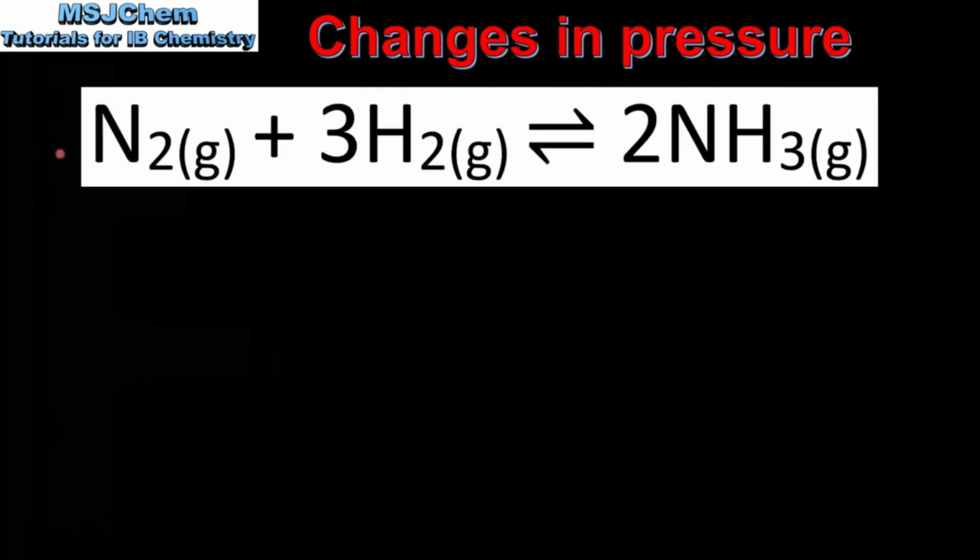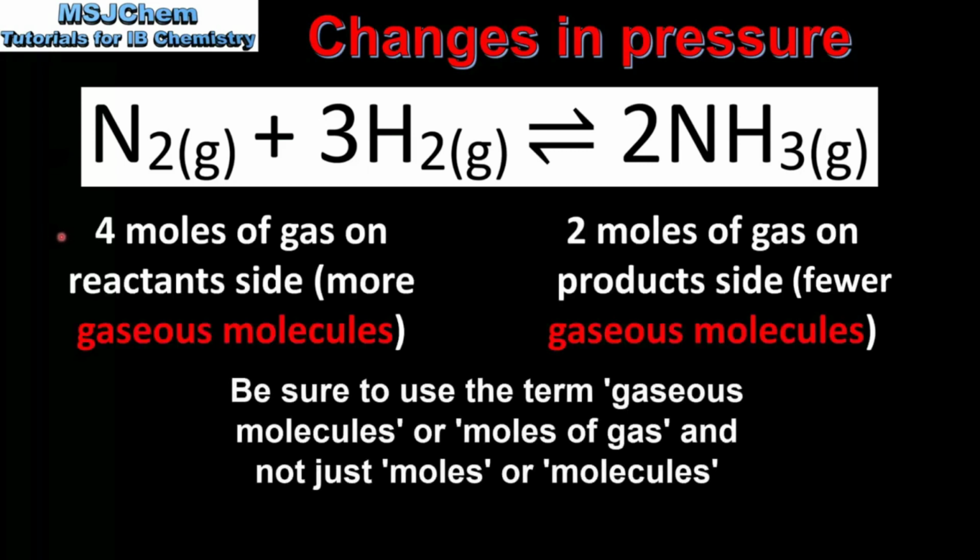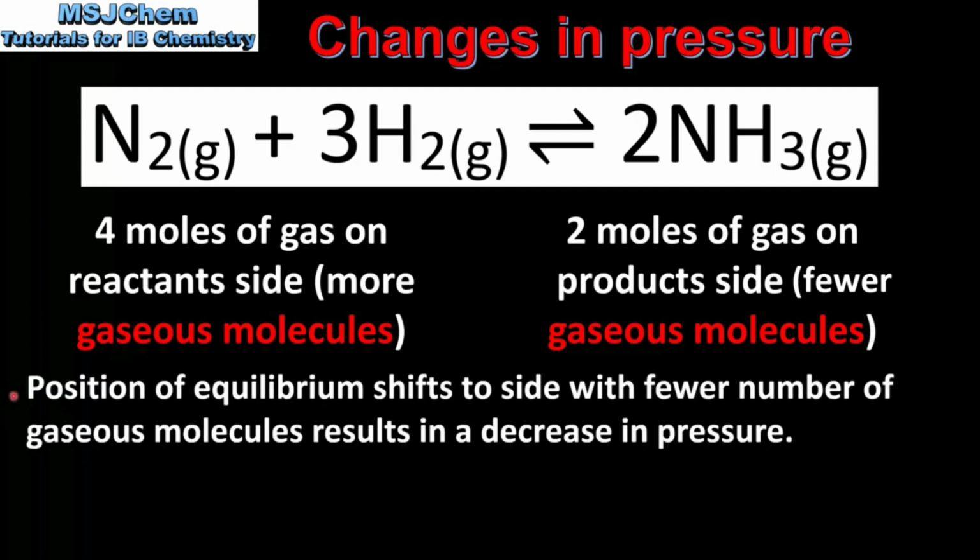The reaction we look at is the Haber process, in which nitrogen and hydrogen react together to form ammonia. In this equation we have 4 moles of gas on the reactant side and 2 moles of gas on the product side. This means on the reactant side we have more gaseous molecules, and on the product side we have fewer gaseous molecules. When the position of equilibrium shifts to the side with a fewer number of gaseous molecules, this results in a decrease in pressure.